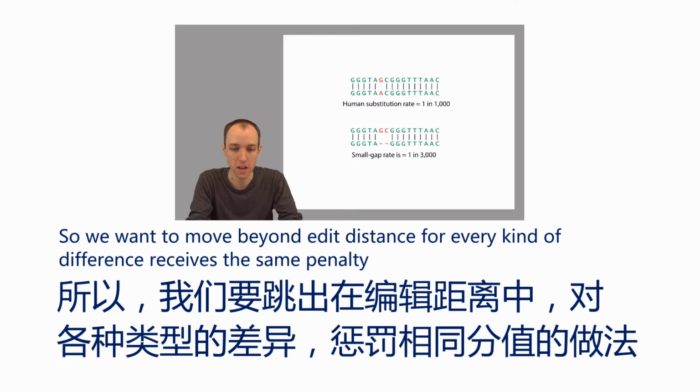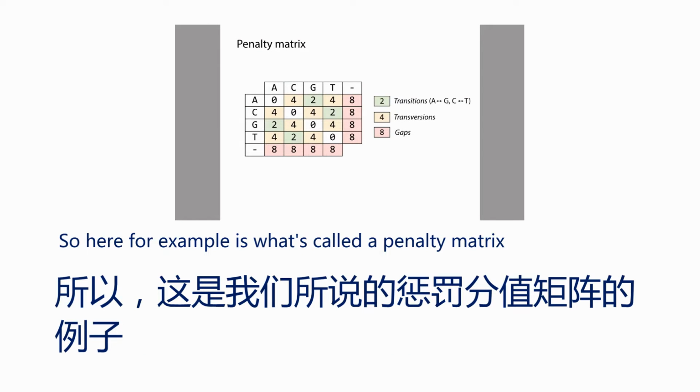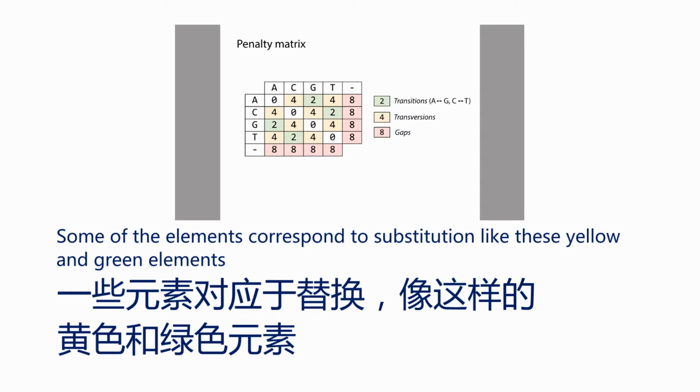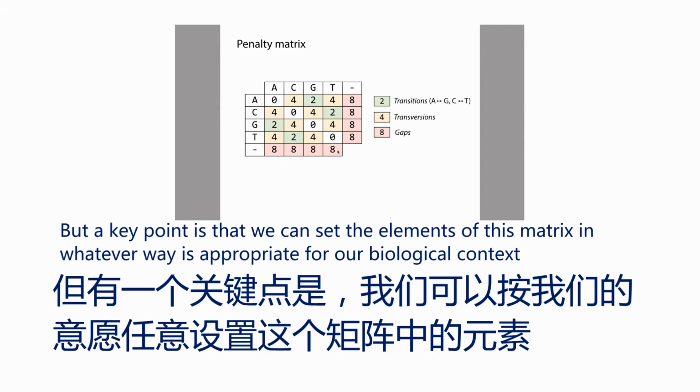So we want to move beyond edit distance where every kind of difference receives the same penalty, and instead we want to assign different penalties to different kinds of mutations, different kinds of events. So here, for example, is what's called a penalty matrix. This matrix has an element for every kind of penalty that might be incurred in an approximate match. Some of the elements correspond to substitutions, like these yellow and green elements, and some of the elements correspond to insertions and deletions, like these pink elements.